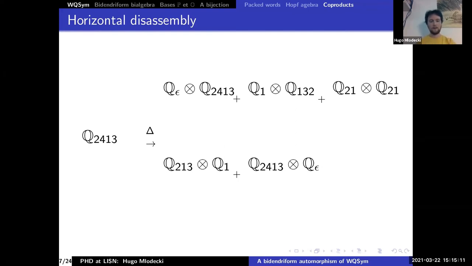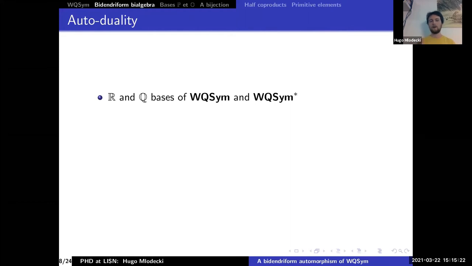Here we had a notion of duality that wasn't very clear, but I need you to believe me that R is one basis of WQSym, and Q is one basis of WQSym dual, and actually these two bases are dual of each other. So that's actually my purpose, to find a morphism between R and Q, those two bases. That's what I will explain now.